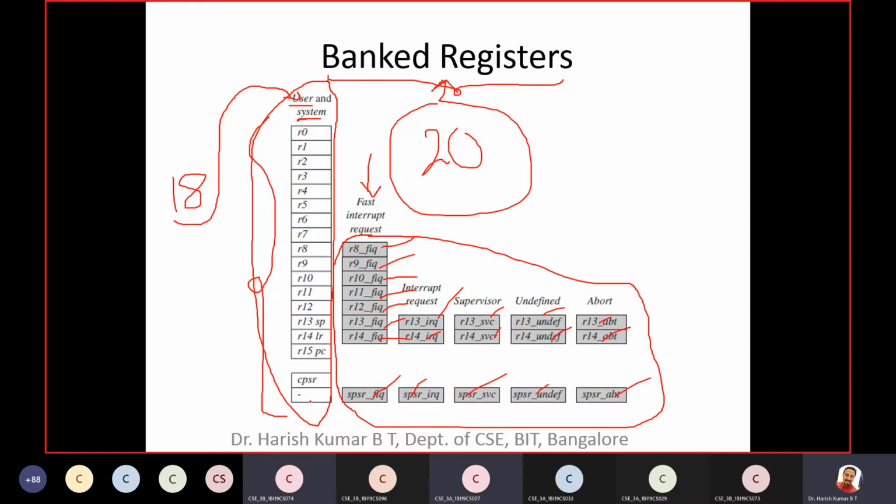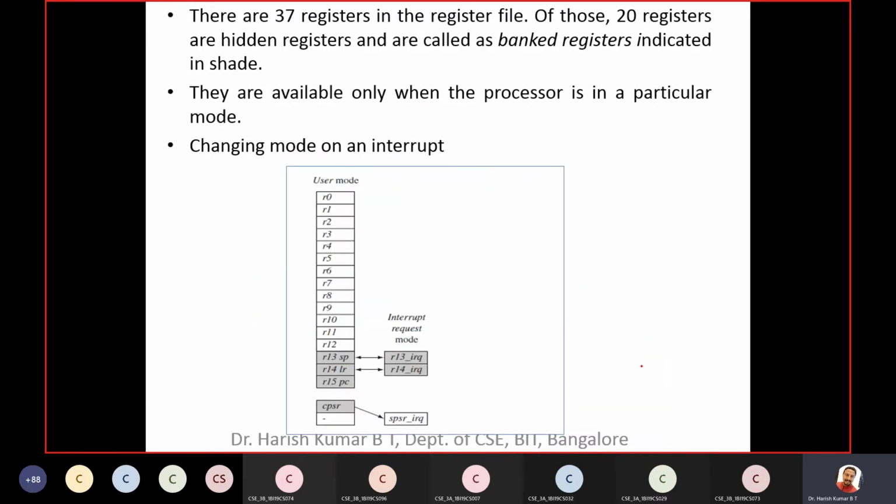Yes or no? Yes, sir. And it is easy to remember also. These registers are labeled like R8 FIQ, R13 IRQ for the slow interrupt request, and then R13 SVC. This is a different register and this is a different register. So supervisory mode, SVC, and then undefined mode, and then abort mode. Okay, next.